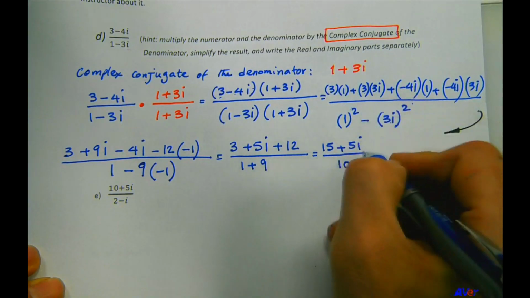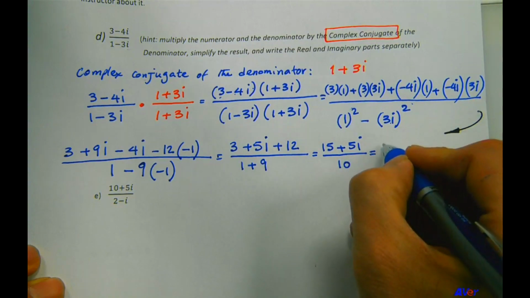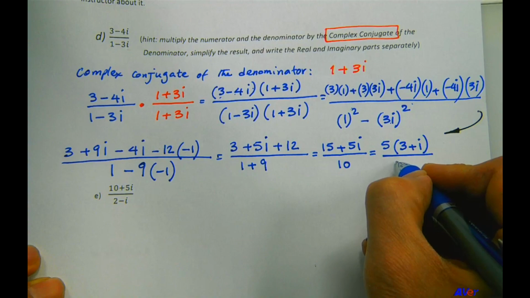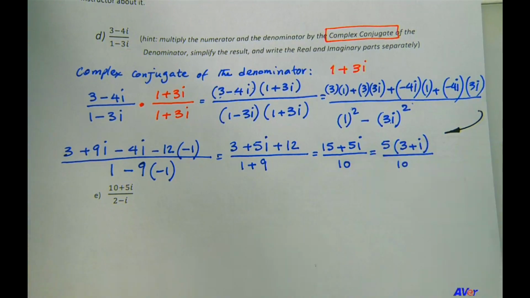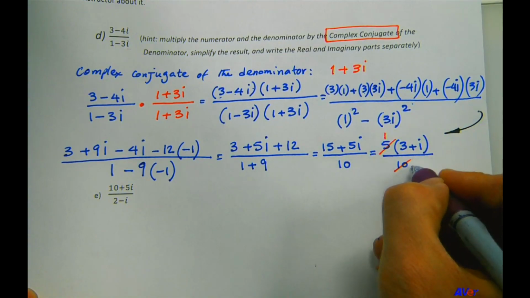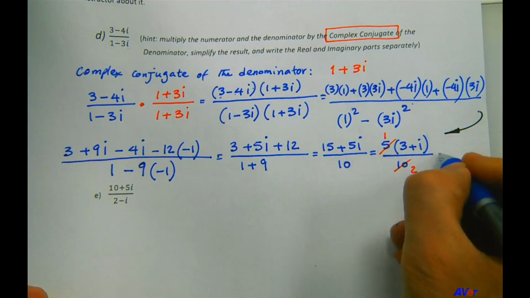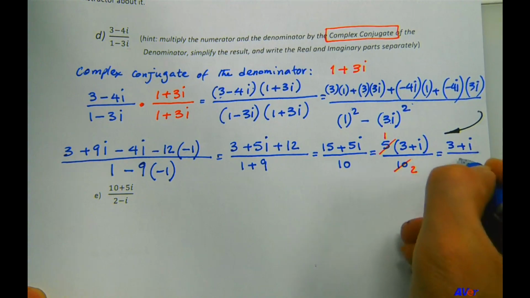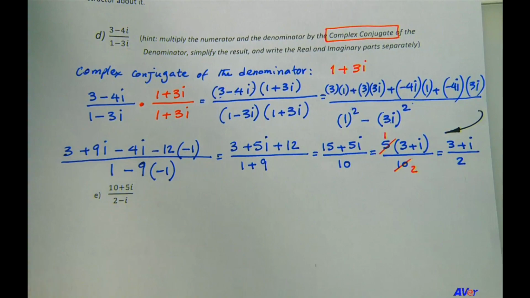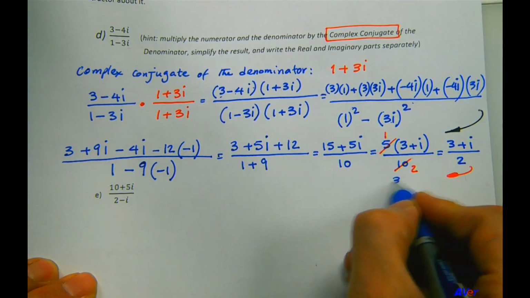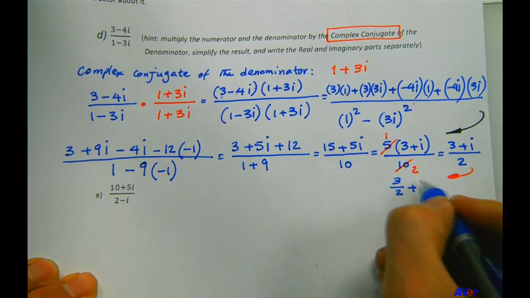Now we have 10. Can we simplify this? Absolutely. So let's do that. So we have 5 times 3 plus i over 10, right? So this goes away, we have 1. This goes away, we have 2. So we have 3 plus i over 2. Can we simplify this? Absolutely. Let's write it down. We have 3 halves plus 1/2 i.